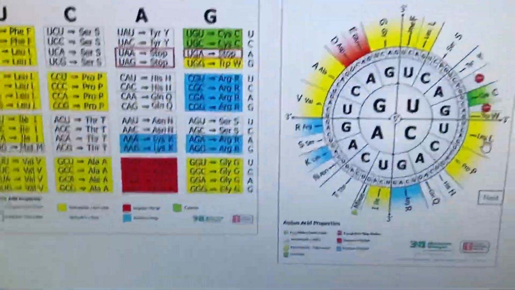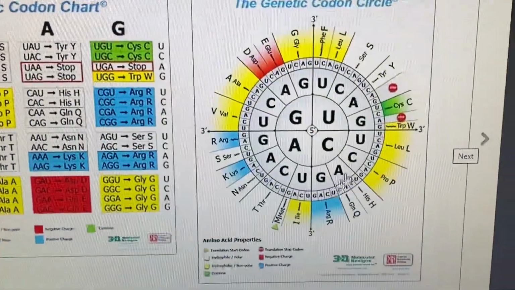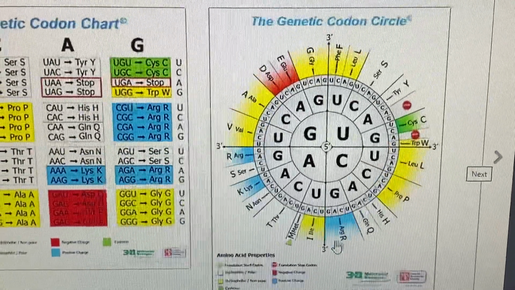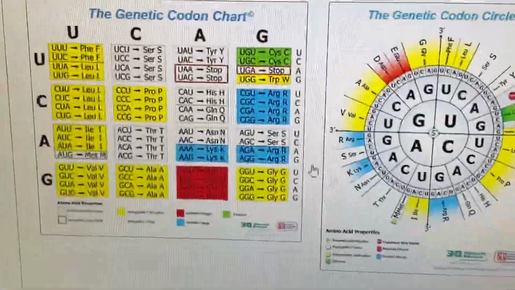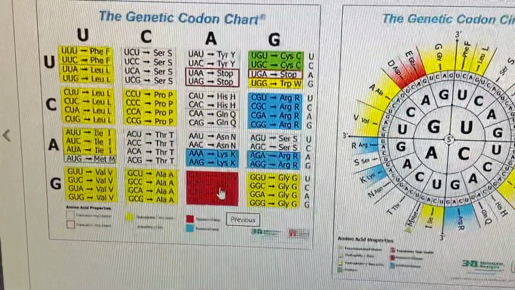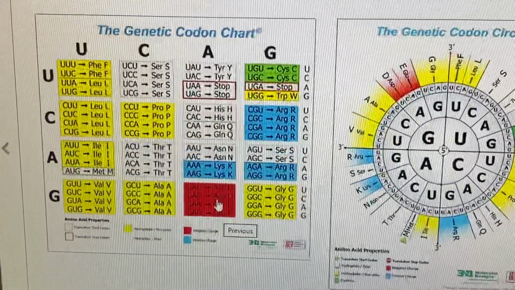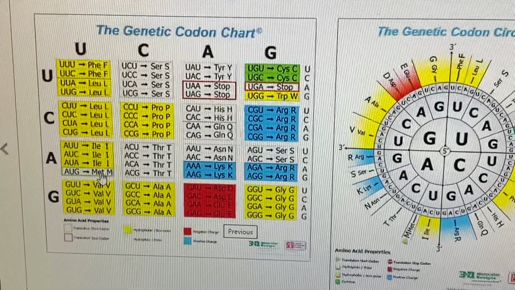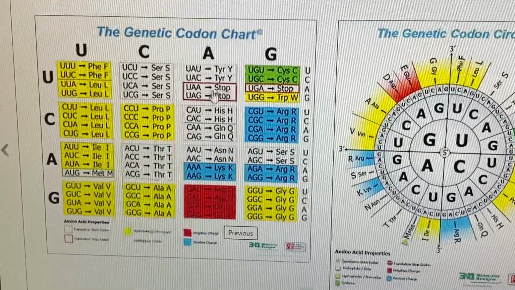Wonderful. So that shows you what everything is. You'll also see here we have our stop codons. They're designated with negatives here. This is our start codon, methionine, and these are our 3 stops.